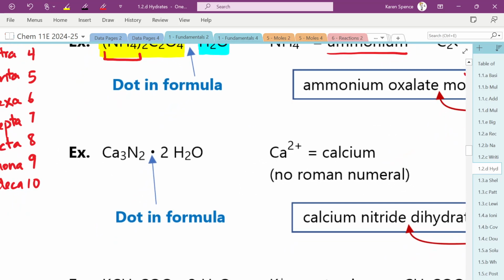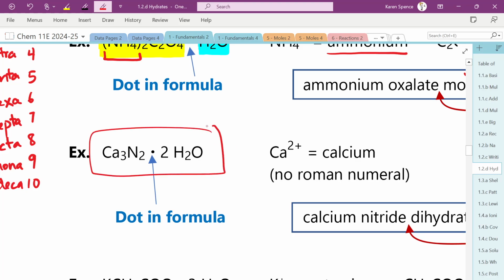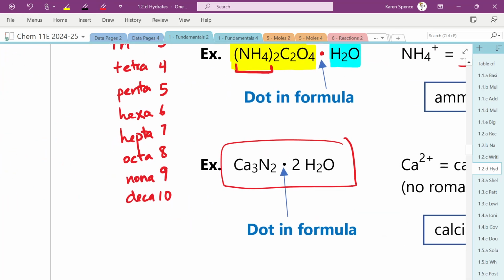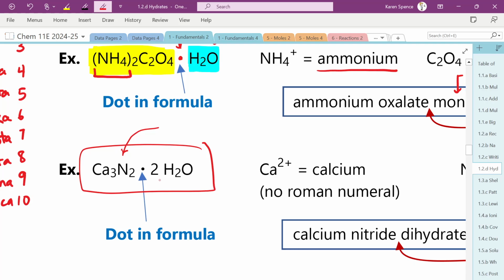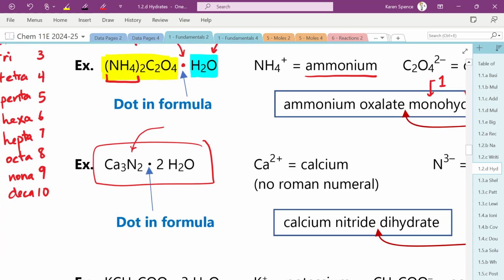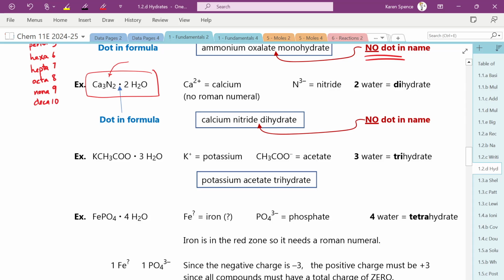If we have Ca3N2 dot 2H2O, how would we name that? Ca is who? Calcium. And calcium is not a transition metal, so it does not use a Roman numeral. And then, who is N? Nitrogen. So that becomes calcium nitride. And then we have dot 2H2O. So this would now be named calcium nitride dihydrate.